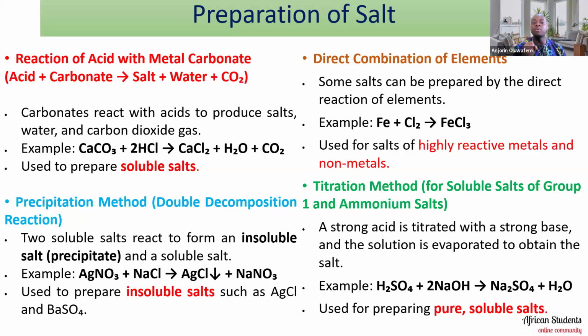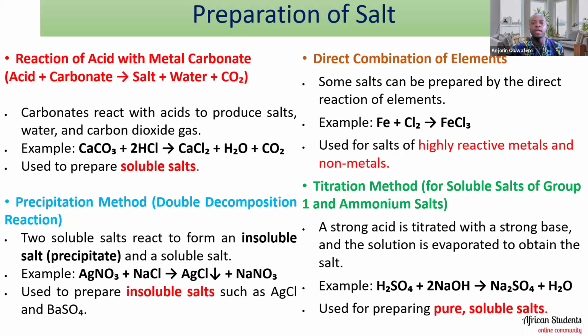Precipitation method or double decomposition reaction is another wonderful method that we can use to prepare salts. Two soluble salts react to form an insoluble salt, which is a precipitate, and a soluble salt. An example is what we have here, AgNO3 and NaCl coming together. It forms AgCl, which is a precipitate, and sodium nitrate, a soluble salt, will be formed. So this is used to prepare insoluble salts such as AgCl and barium sulfate.